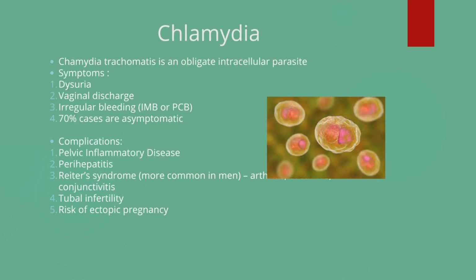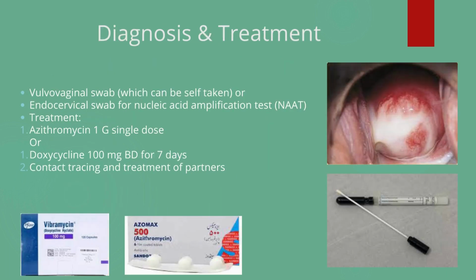Now, let's talk about chlamydia infection. So, chlamydia trachomatis is an obligate intracellular parasite. The symptoms are dysuria, vaginal discharge, irregular bleeding, intermenstrual bleeding, or postcoital bleeding, but 70% of cases are asymptomatic. So the complications can be pelvic inflammatory disease, perihepatitis, Reiter syndrome, tubal infertility, and risk of ectopic pregnancy.